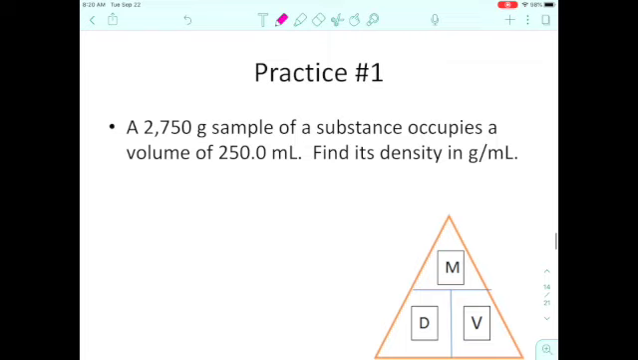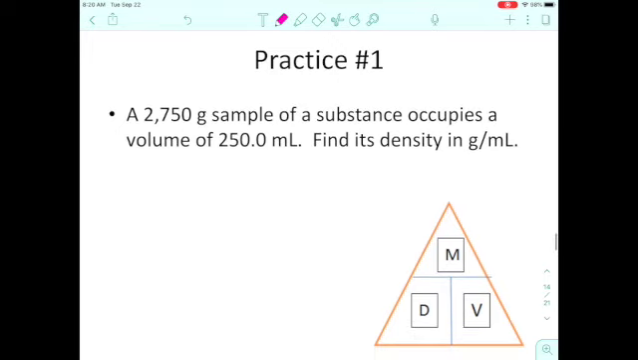So a few practice problems here. A 2,750 gram sample of a substance occupies a volume of 250 milliliters. Find its density in grams per milliliter. So on the bottom right, I have an equation triangle. And how this works is it's set up for the equation.